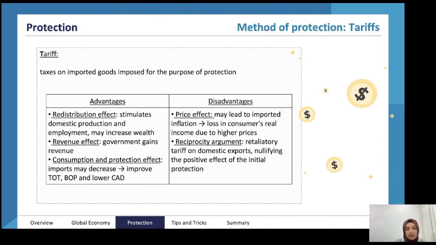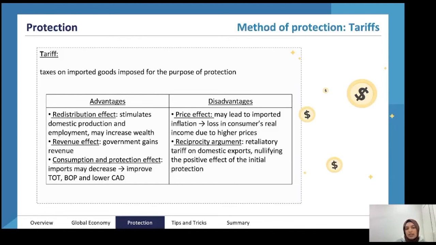The revenue effect, that government gains revenue, and the consumption and protection effect. So this idea that imports may decrease and it will improve the terms of trade, the balance of payments, and lower the current account deficit. We then have disadvantages that include the price effect, so it may lead to imported inflation, so a loss in consumers' real income due to higher prices.